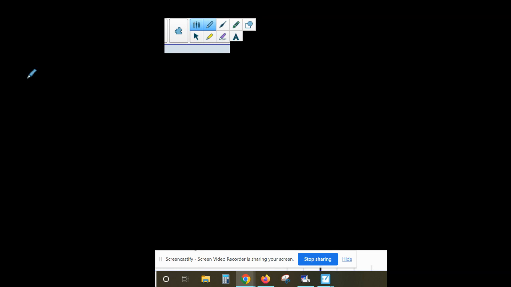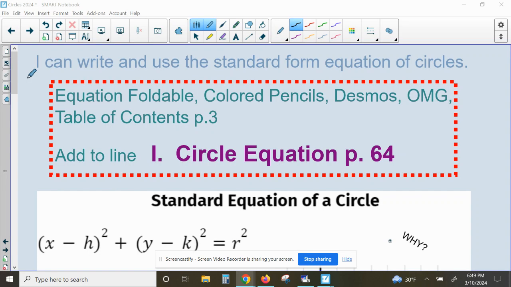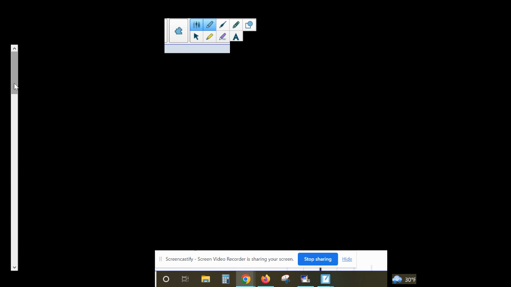So the standard for this is: I can write and use the standard form equations of circles. So go ahead and add to line I of your table of contents circle equations, and this is going to be going on to page 64. And I'm going to go ahead and scroll down.